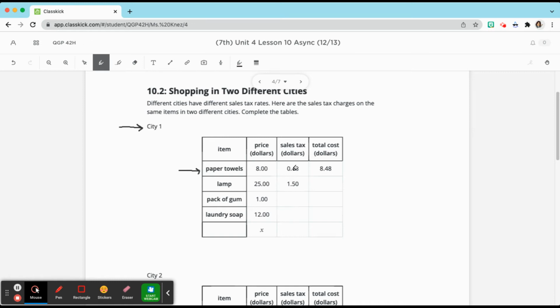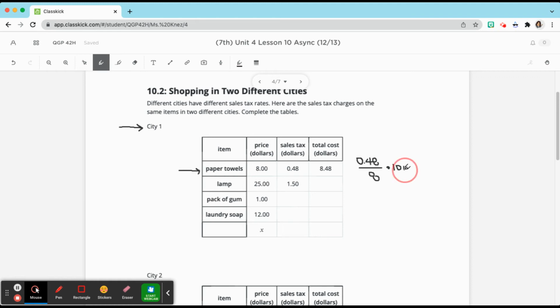of $0.48. That means that I can find the percentage sales tax by calculating part 0.48 divided by whole. Remember, I always need to multiply my percents times 100.